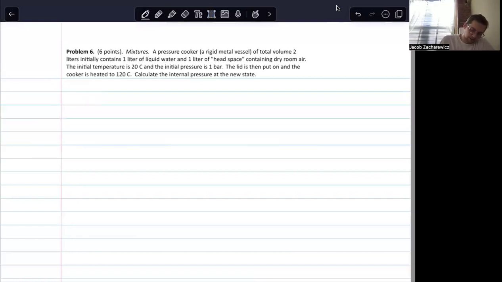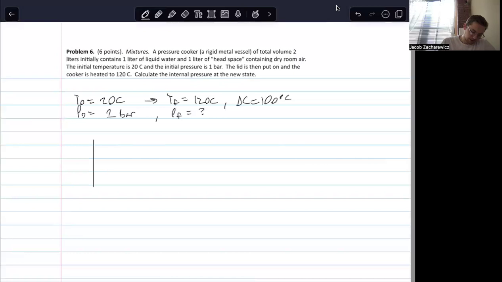So we have an initial temperature of 20 C and we're going to 120 C. That means our delta T is 100. We start at 1 bar and we're trying to find the final pressure of the pressure cooker. So basically, to draw out the situation here, we got 1 liter of water and 1 liter of dry air.